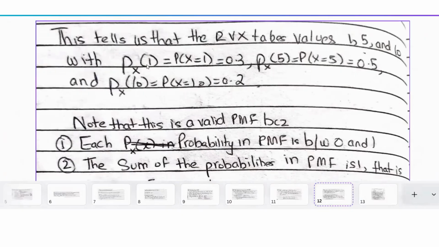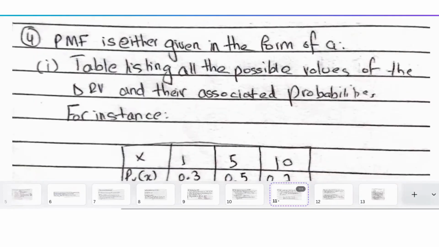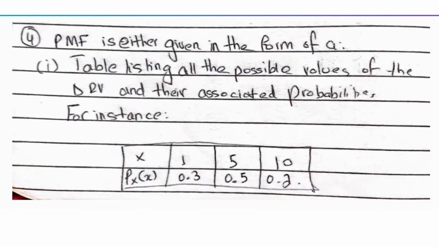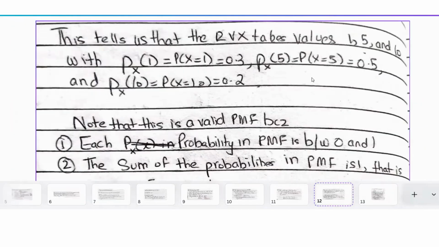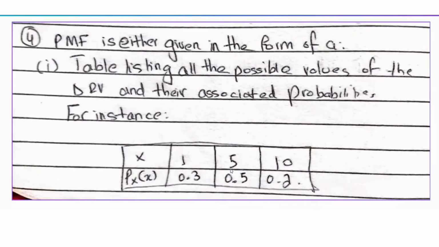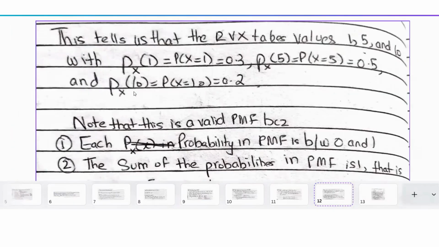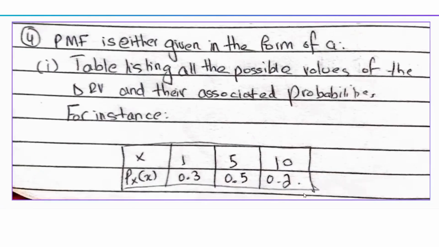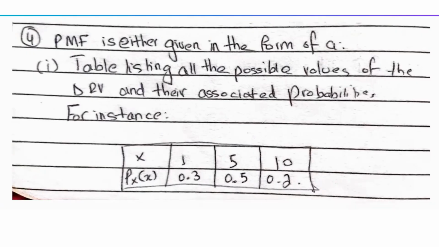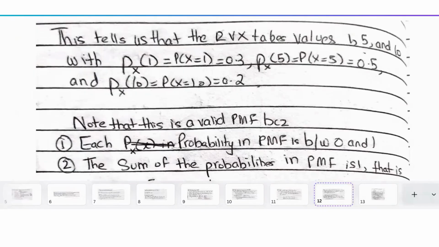With P_X(1), again this is the notation, here we're referring to the random variable capital X and the value 1. P_X(1), the probability X is 1, is 0.3. And P_X(5), the probability X is 5, is 0.5. And P_X(10), the probability X is equal to 10, is 0.2. So over here, we have specified the PMF in the form of a table. We've specified all the values and the associated probabilities.